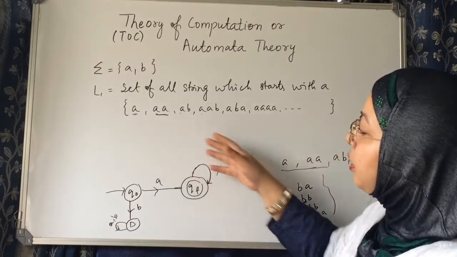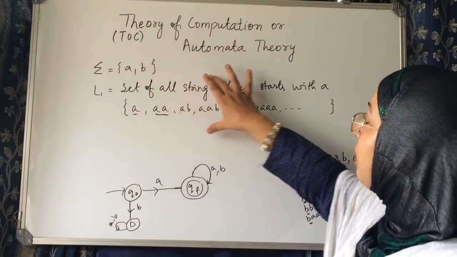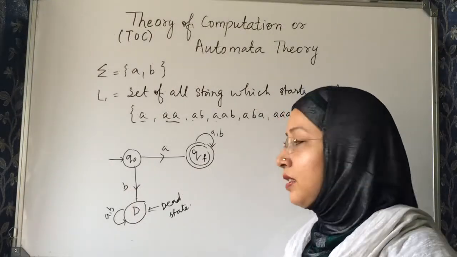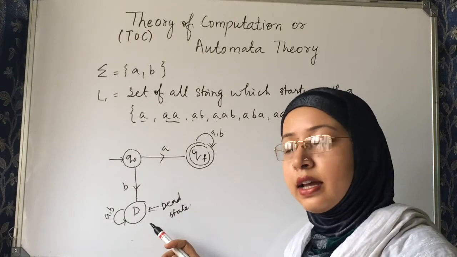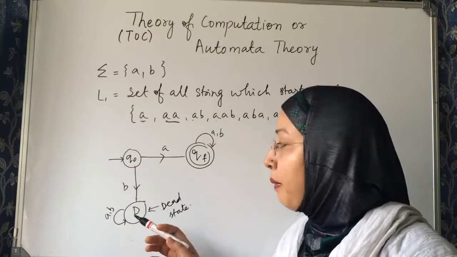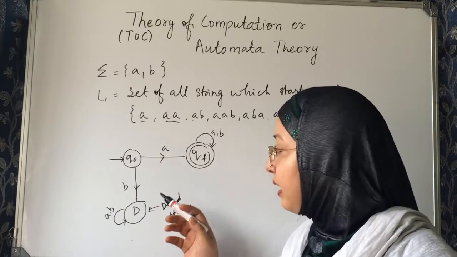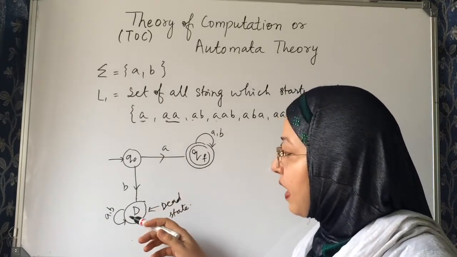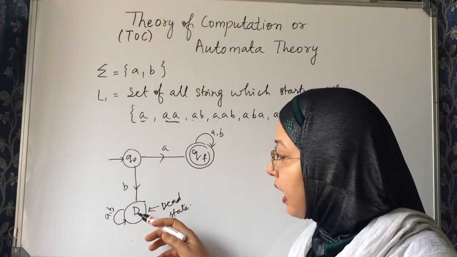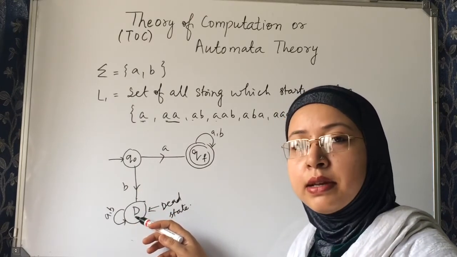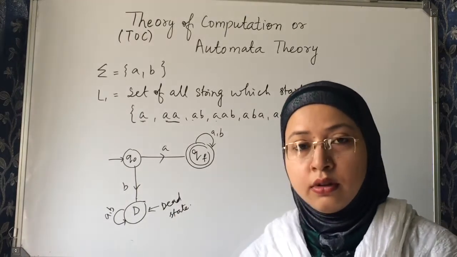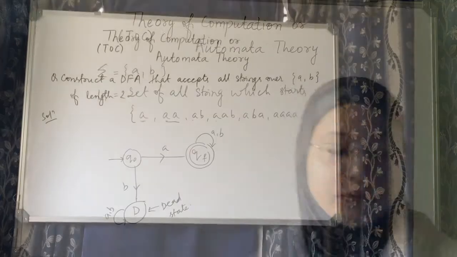We have to show it like this for the set of all strings which start with A. Also make a note that this is the dead state. This is D, D for dead state. You can name it anything, but I am writing it as D. This is not a final state, so don't think it is a double circle. This is a single circle, and I have written its state name as D. Note it down, and let's move on.